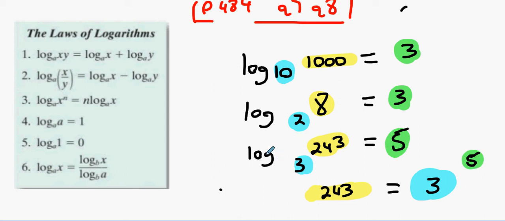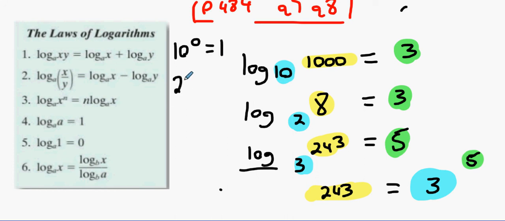I've now successfully removed the log, haven't I? So if you want to remove the log function, simply send the blue part up beside the green part, and then the log disappears. Everybody cool with that? Awesome. Now, next thing. We discussed earlier, what's 10 to the power 0?